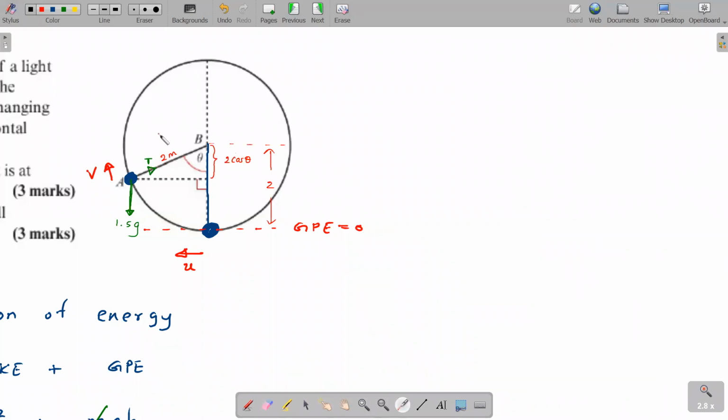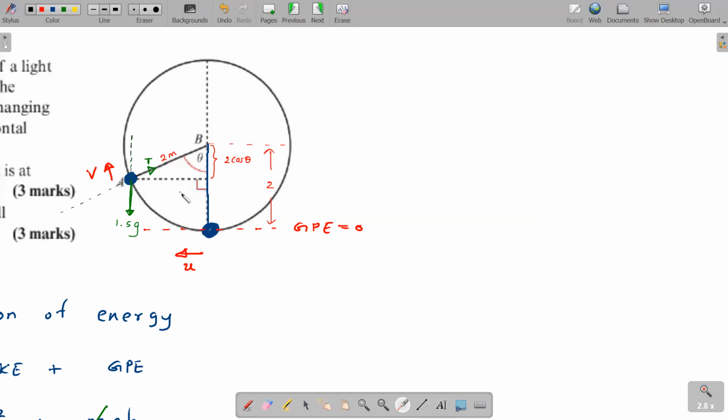That's fine. But what about the 1.5 g? You can see 1.5 g is not in the proper direction that we require, right? So we need to fix that. How do we do that? You can see I'm drawing the lines over here because I need to replicate the theta angle. I'm going to resolve the 1.5 g.